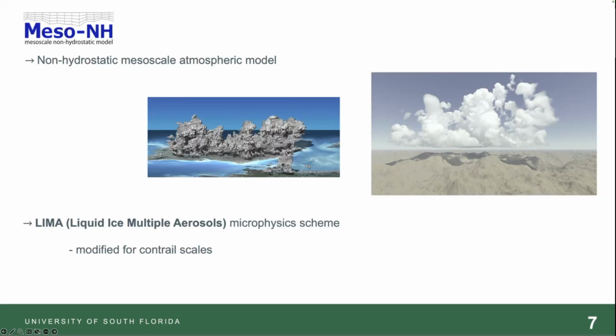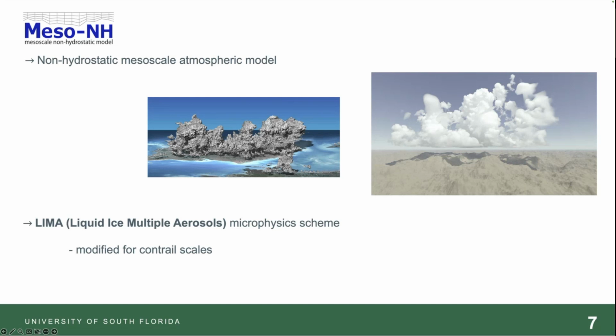And our approach is doing this in a software called Meso-NH. So Meso-NH is a non-hydrostatic and mesoscale atmospheric model. And you might wonder, why do we pick a mesoscale model if we know that the jet regime is only in the order of tens of meters or so?